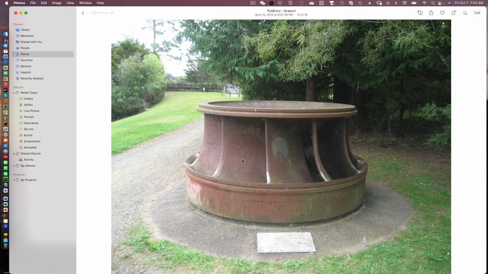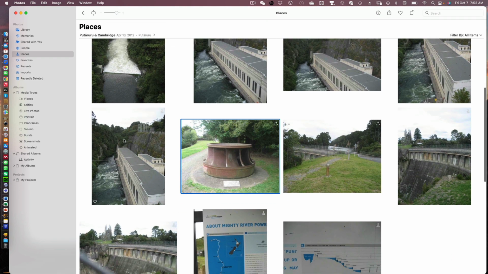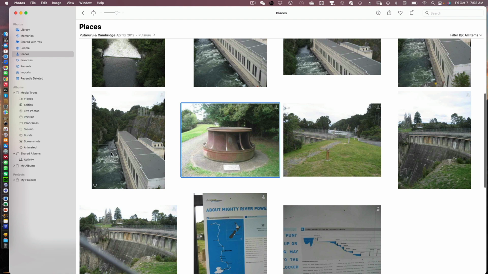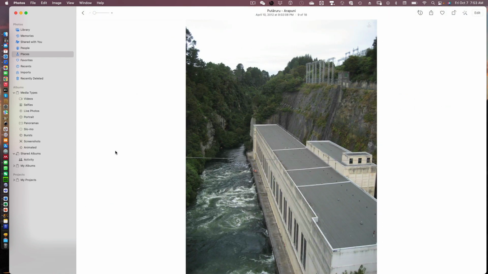So this is a Francis turbine, I guess. Water comes up through the middle and shoots out sideways through the blades. It just happens to be sitting on the ground outside this power plant. So this is on the Waikato River.